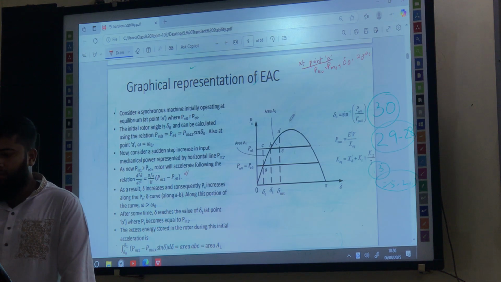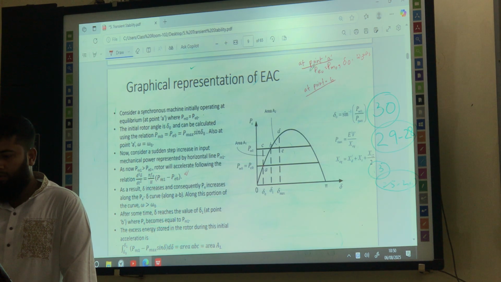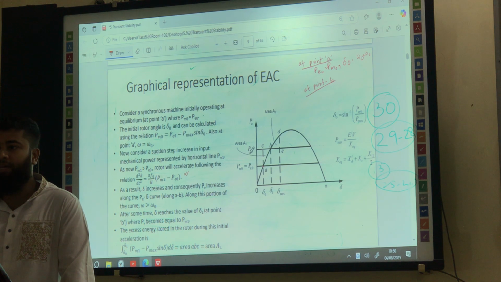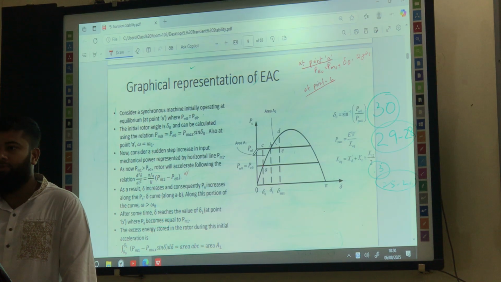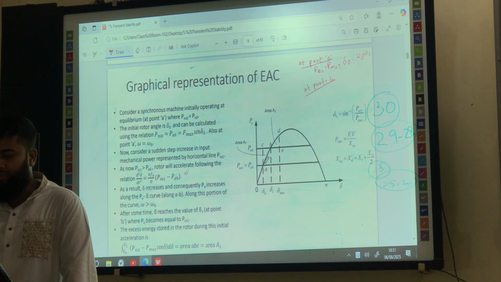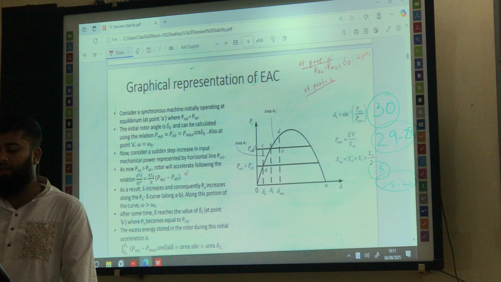Then at point B, from this point A, we applied some disturbance in terms of the mechanical input power, right? That means we increased the mechanical input power by a small amount. After the increment, the new mechanical input power will be PM1, and obviously it will be on the upper side of the previous PM0, right? So this horizontal line is PM1.